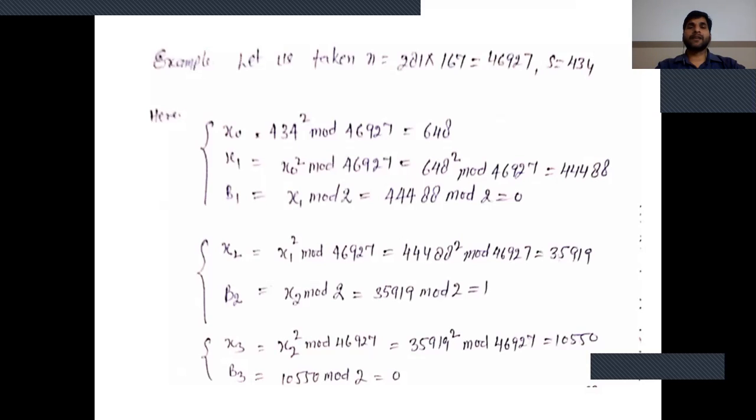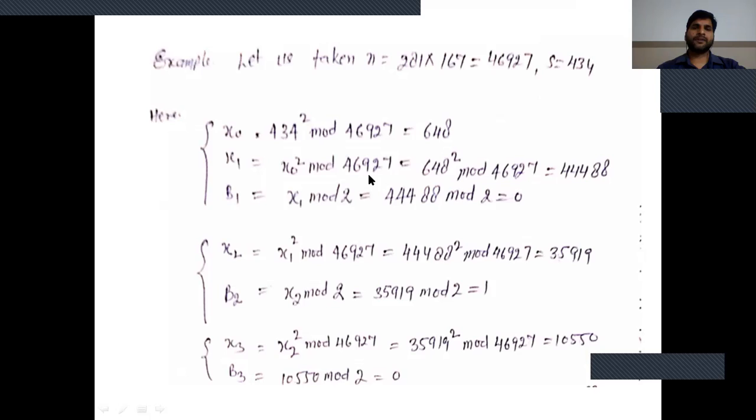Example, let's take n equal to 281 multiplied by 167. The multiplication is equal to 46927, and the value of s is equal to 434. So x0 equal to 434 square mod 46927 equal to 648.